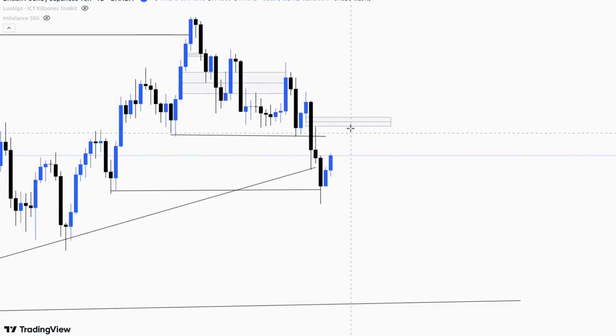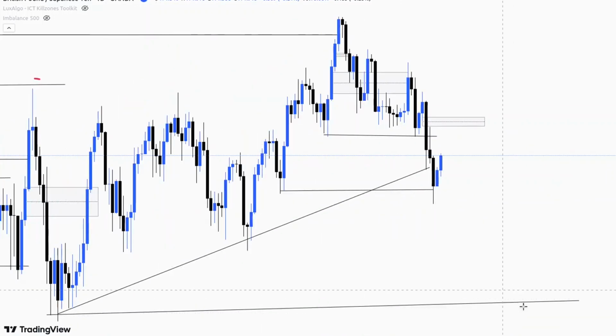Price can come here, take this liquidity, push down, or price can come here, enter this zone and zoom off. But if I'm trading here, I would like to see the bullish fair value gap disrespected, then I can take the trade from there and target possibly this low here.